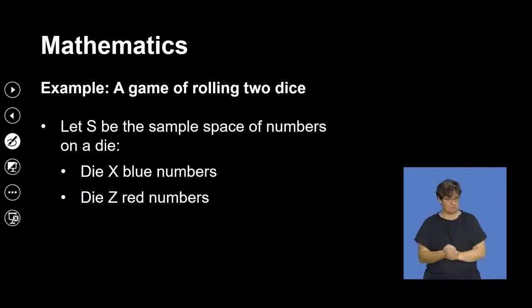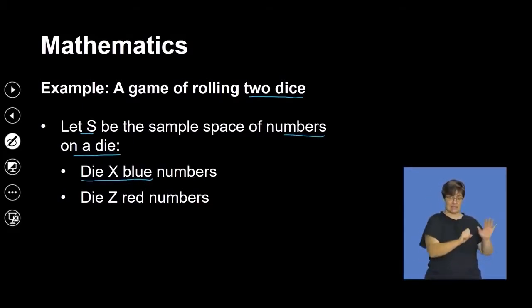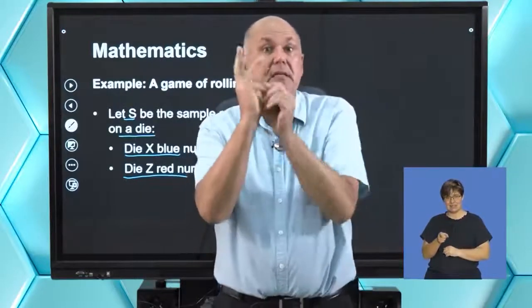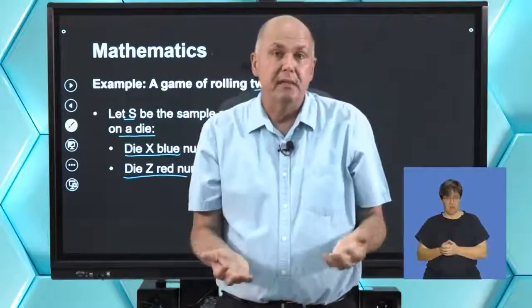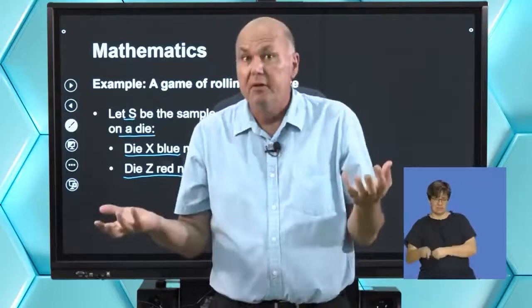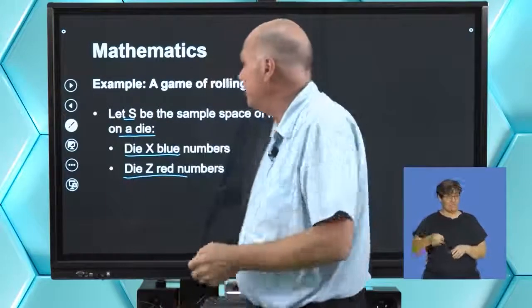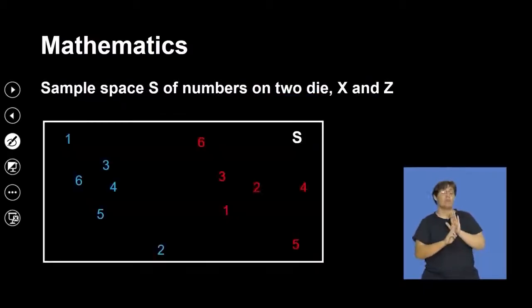Well, let's have a look at our game. Let S be the sample space of numbers on a die, and we've got two dice, because we're going to have a game of rolling two dice. Die X will produce blue numbers, and die Z will produce red numbers. The red numbers on the red die, there can be 6 of them. That would be in the sample space. And in the blue numbers, there would be 6 of them. So the total number of elements in the sample space is 12. We can represent that like this. In our diagram, we can see we've got numbers 1 to 6, blue, and 1 to 6 in the red zone.